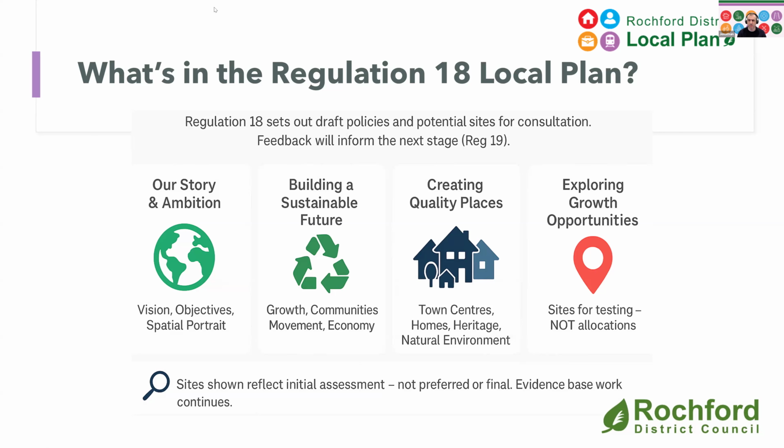And then the third section is around what's termed creating quality places. That deals with town centres and homes, so in terms of affordable housing, for example, and housing mix. Then we've got sections on heritage and the natural environment, and then finally the last section is exploring growth opportunities. This is where there are sites that have been identified for further testing, and I'll come on to a bit more detail around that.